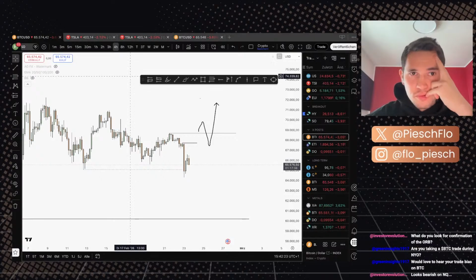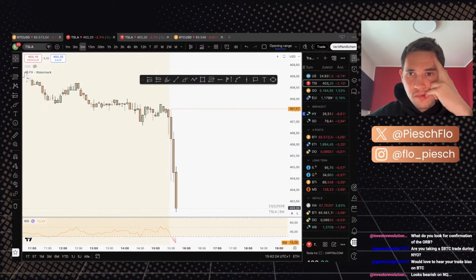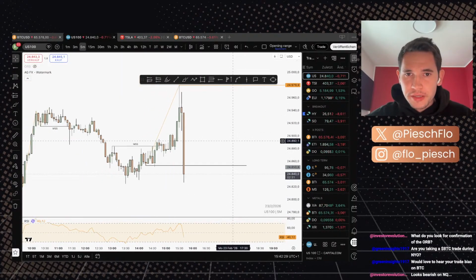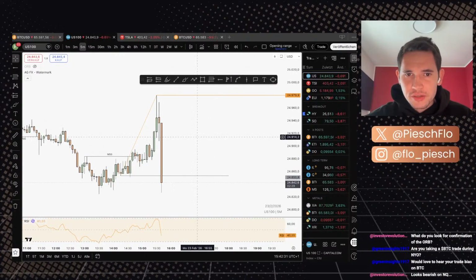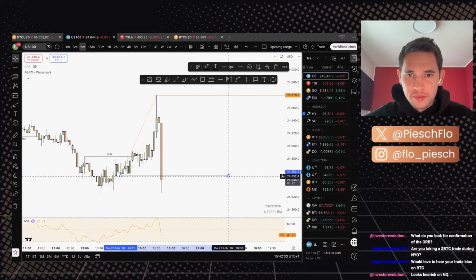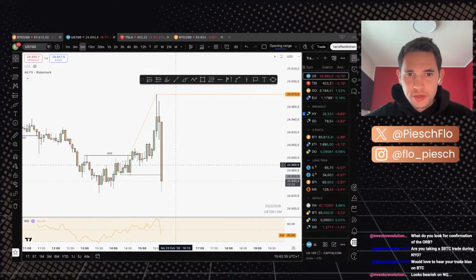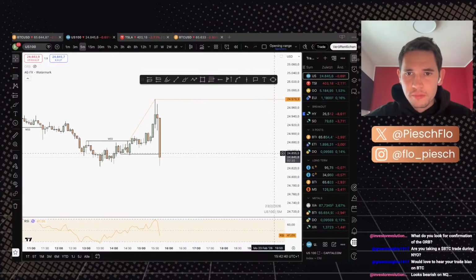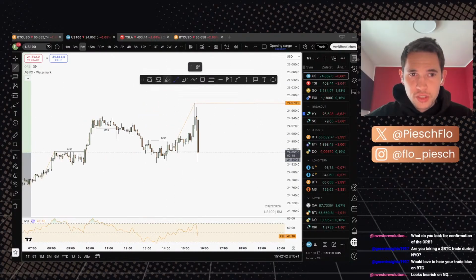Looks bearish on NQ. Oh yeah, Tesla is also dumping pretty rough. Yeah, that's nice. Now, if we close above, we could get short triggers now as well. We had a nice sweep.